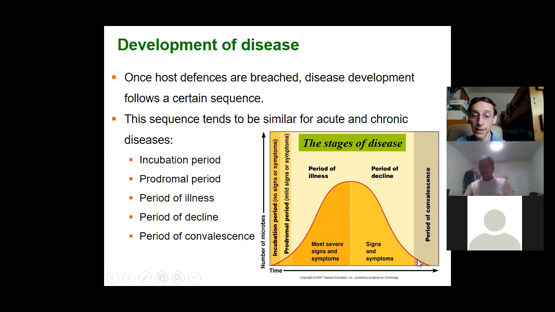And the period of convalescence is when the patient no longer has signs or symptoms of disease because the number of infective units have gone below a threshold, and so the patient has no signs or symptoms. But you notice in the period of convalescence, the patient still has agents that cause disease. Any questions about the stages of disease development?